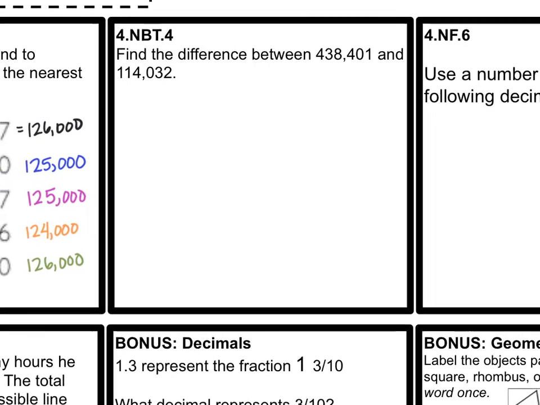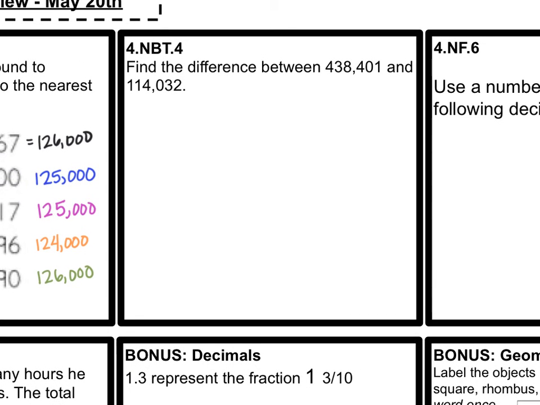All right. Find the difference between 438,401 and 114,032. The difference means that we need to subtract. So I'm going to go ahead and subtract with the bigger number on top.